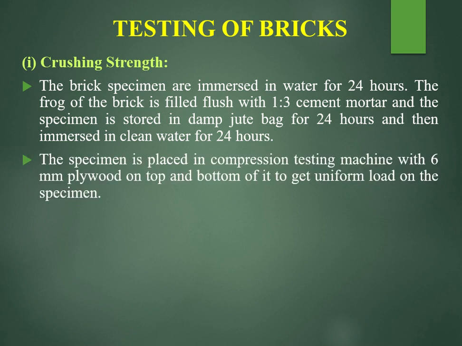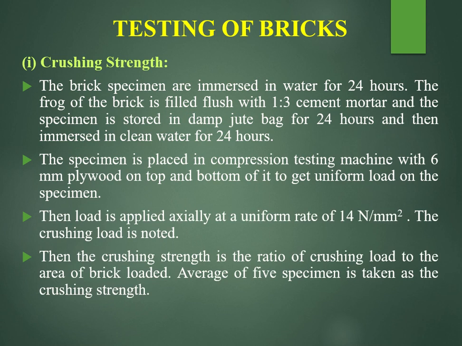So after this complete operation takes place, take out the specimen, leave it to air for some time, or just wipe off the water present on the surface of the brick, and then place it in the compression testing machine so as to ensure that load uniformity is achieved. Place a plywood sheet on top of the brick and then apply the load. Check the load at which the specimen fails. The load divided by the area of the brick will give you the crushing strength.